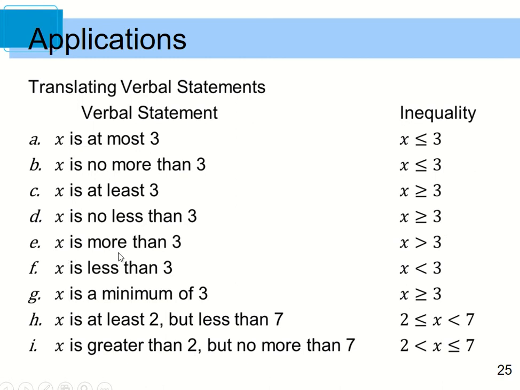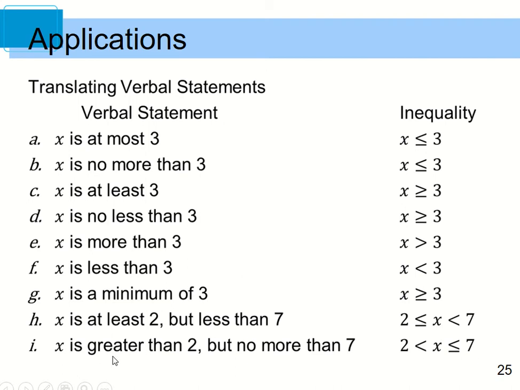Now, if x is more than 3, it means that we cannot take 3 for x, so we have x is more than 3. And if x is less than 3, we have x is less than 3. Now, if x is a minimum of 3, since 3 is the minimum, it is inclusive, so we have x is greater than or equal to 3. If x is at least 2 but less than 7, the at least here means that 2 is included, and less than 7 means that 7 is excluded. So we have x is greater than or equal to 2, and x is less than 7.